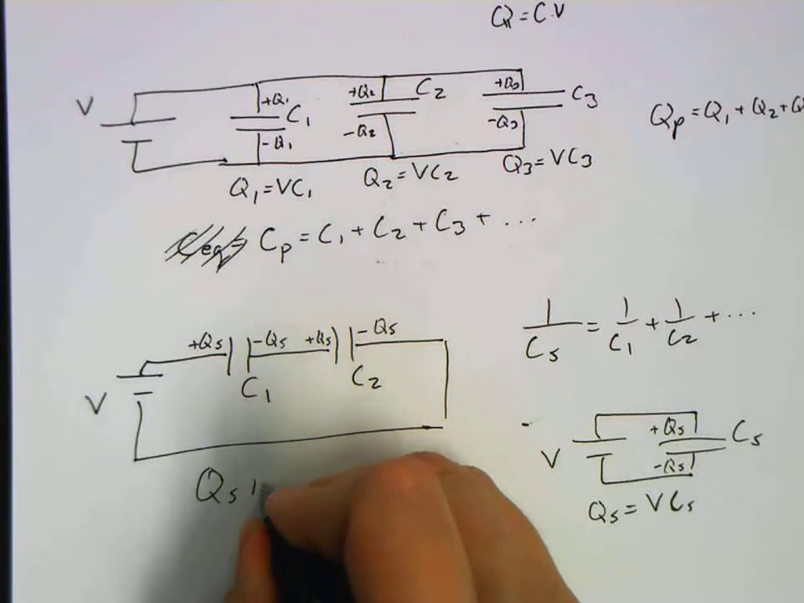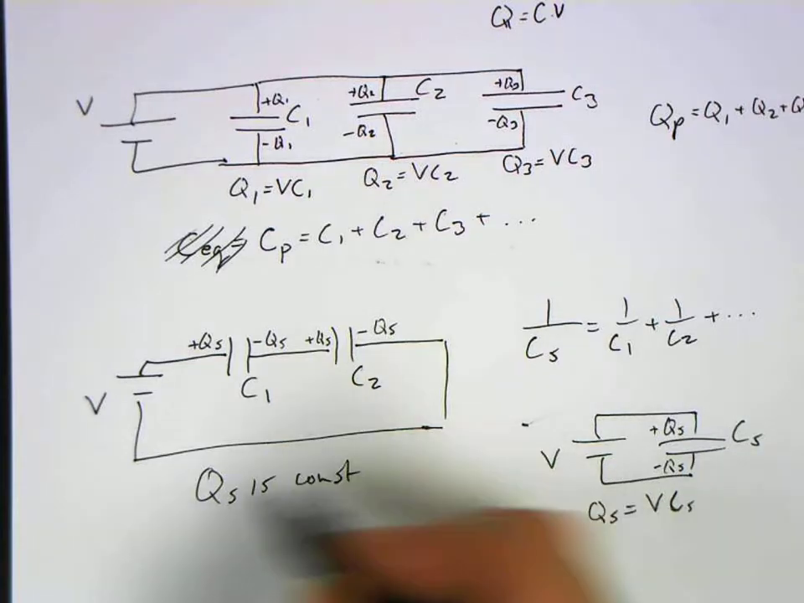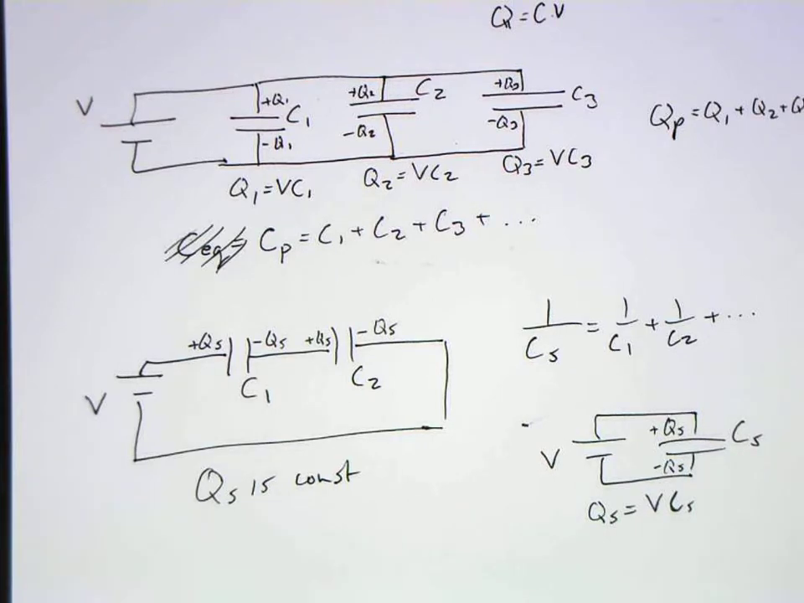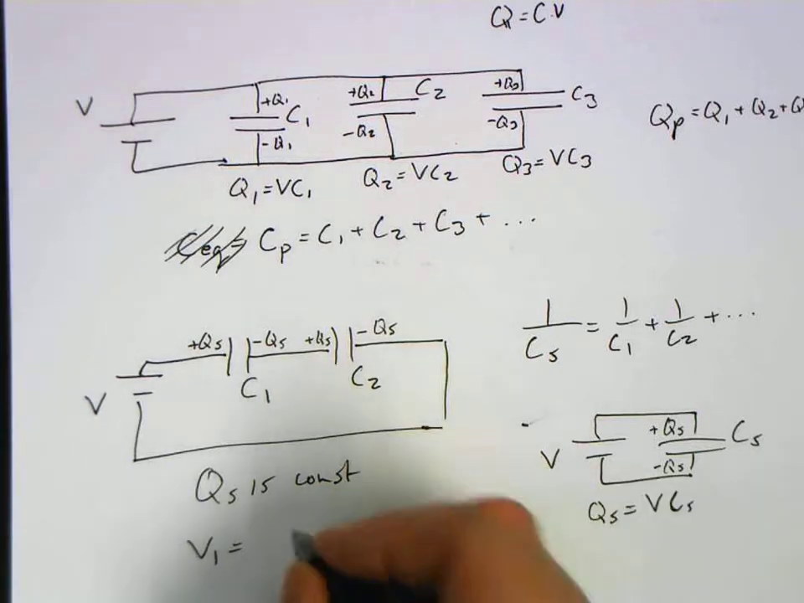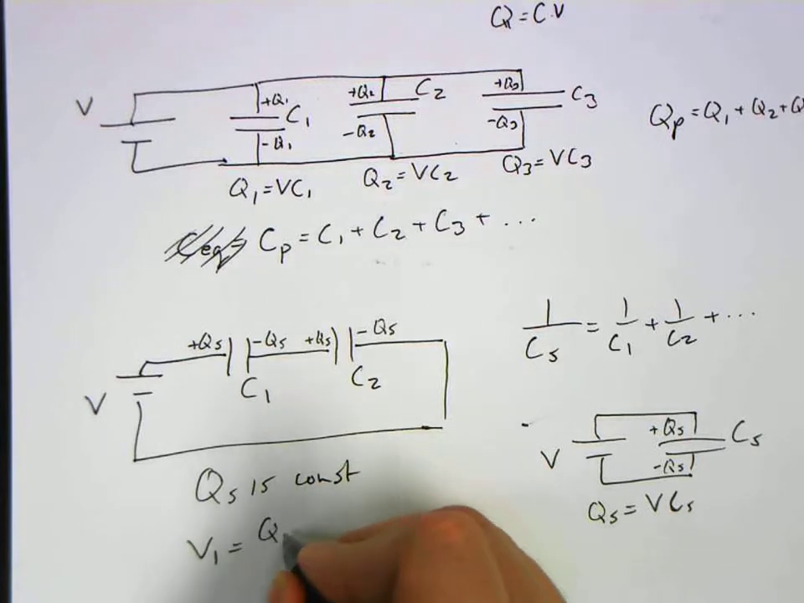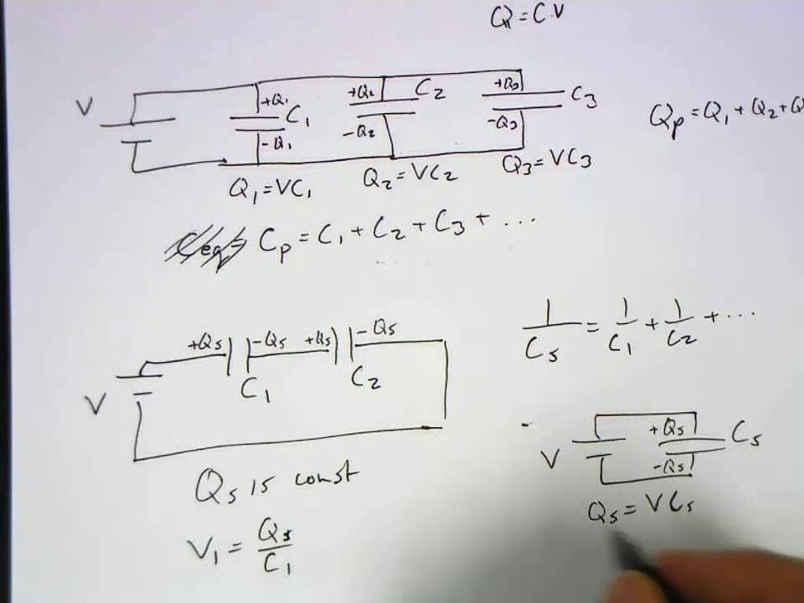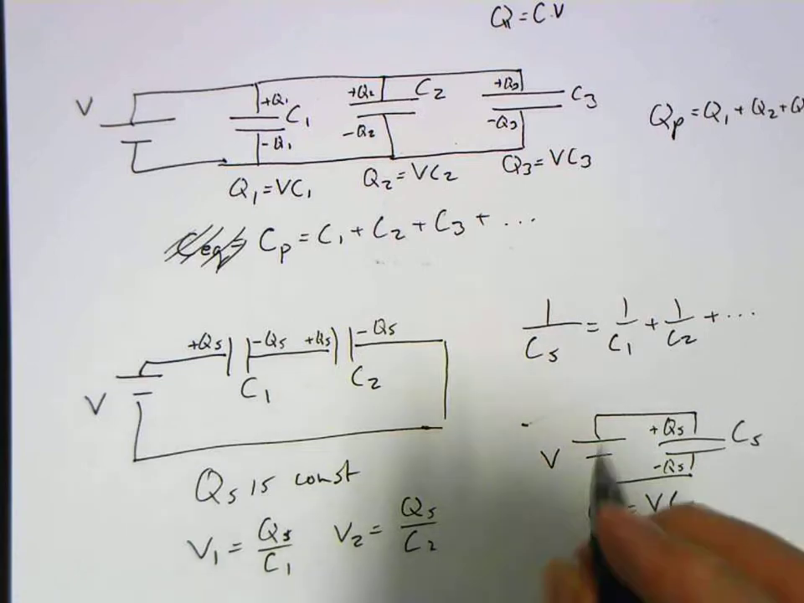Q sub S is constant. It is the same everywhere. Okay, everybody gets the same charge, just like everybody gets the same current in a series circuit with resistors. Everybody gets the same charge in a series configuration with capacitors. Everybody does not get the same voltage. V1, hold on one second, V1 is going to be equal to Q1 divided by C1. I'm sorry, that's Q sub S because everybody shares the same one. And V2 is going to be Q sub S divided by C2. Now I'm done.